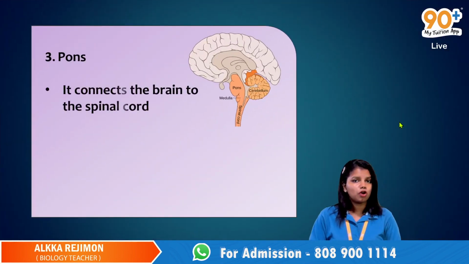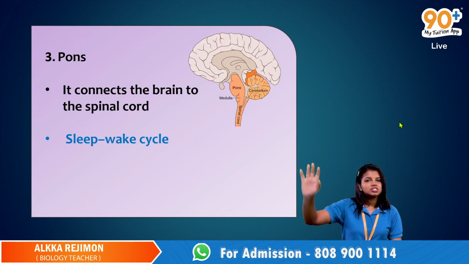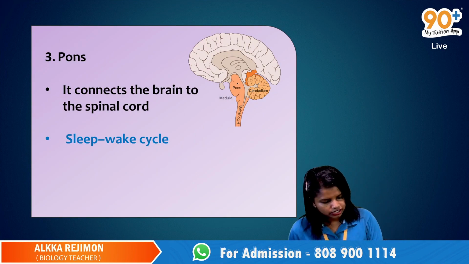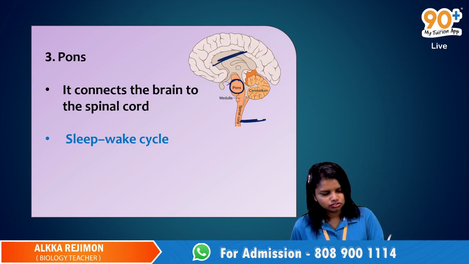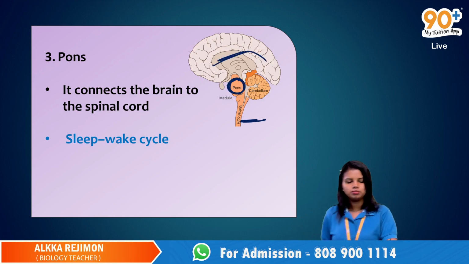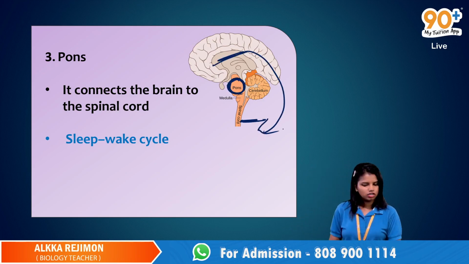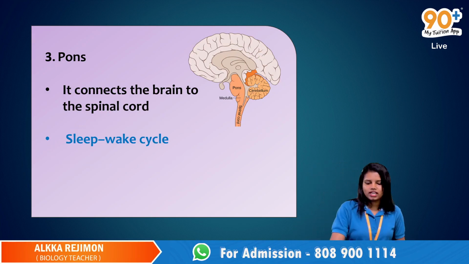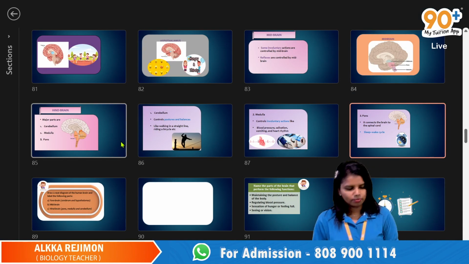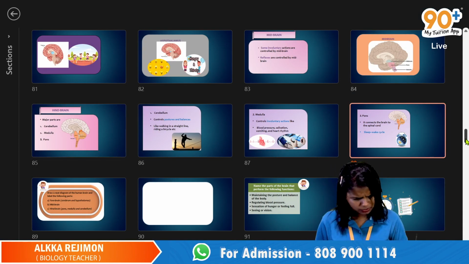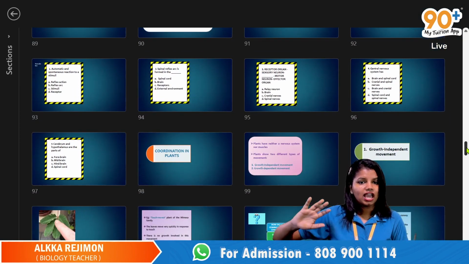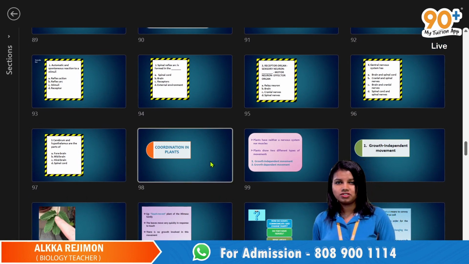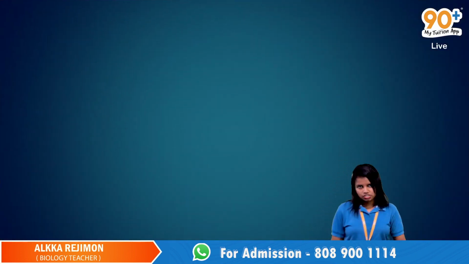And then there is the pons, and the pons is the region which is connecting the brain to the spinal cord. Here you can see the pons, and this is your spinal cord and this is the brain. So the pons is the interconnecting region between the brain and the spinal cord. And you can also add that the sleep-wake cycle of your body is also controlled by the pons region. So that's pretty much about the structure of the brain and most of the important concepts regarding the functions of each and every part.